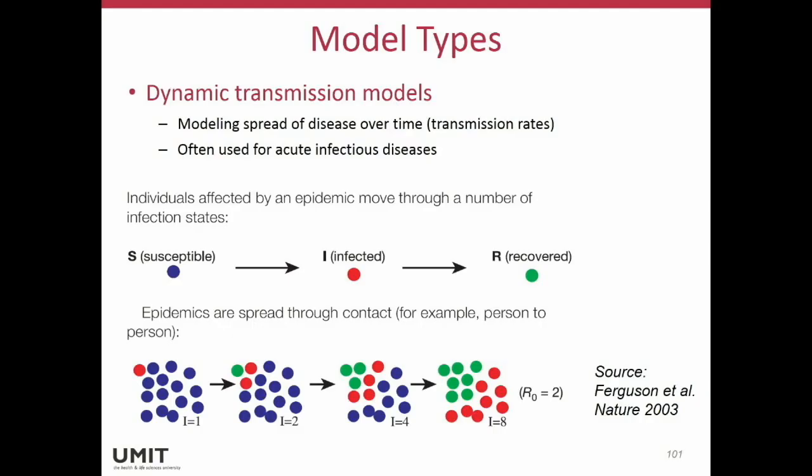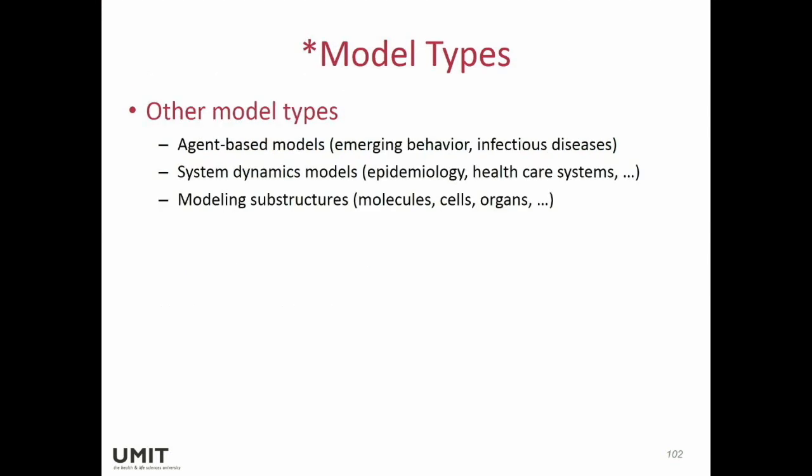So much for discrete event simulation. And then we have dynamic transmission models, where we model the spread of a disease over time. And often they are used for acute infectious diseases. I don't want to go into all the details. There are other modeling types, such as agent-based models and system dynamic models, that are also applied for modeling infectious diseases, and also modeling approaches for modeling substructures.